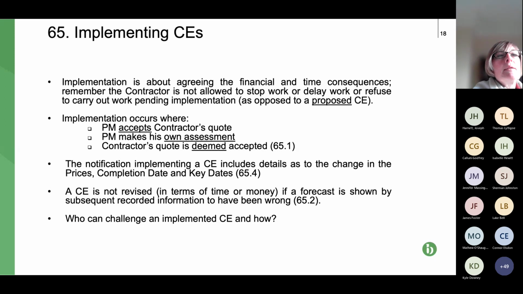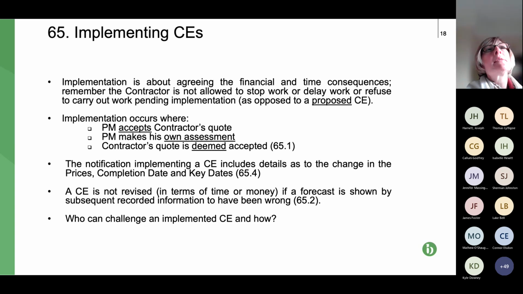So implementing CEs, this is nothing to do with physically doing the work. As I've said already, the contractor's just got to keep doing the work. This isn't a situation where the contractor can sit back and say, well, I'll start this bit of the work when we've got the price for the CE agreed. It's not what this is all about. This is about the price, I suppose the impact of the CE, so price, time, etc., being agreed and accepted between the parties and implemented into the contract.